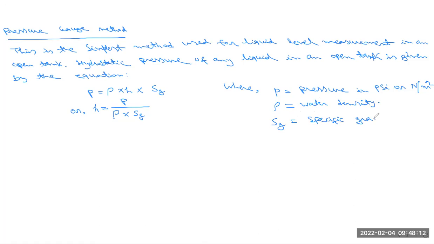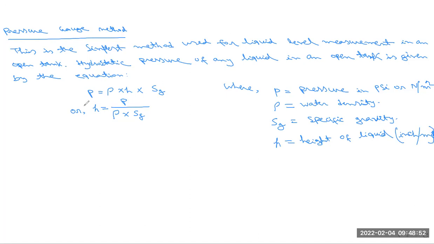Okay, so Sg is the specific gravity, and H is the height of the liquid. Okay, and basically it is measured in either inch or meter. Okay, so this is basically the expression for the pressure gauge method.